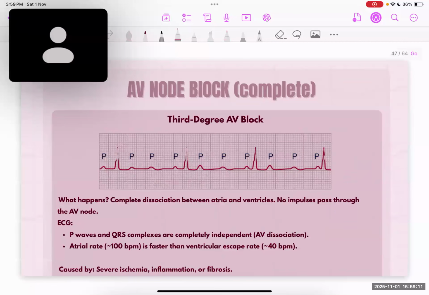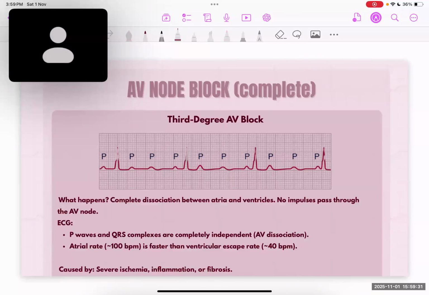Now we have AV node block, which is the complete block, which is third degree AV block. So what happens? It's the complete dissociation between the atria and ventricle. So no impulses are passing through the AV node. What's going to happen is that they're both going to have their own rate. So there's going to be an atrial rate and there's going to be a ventricular rate.